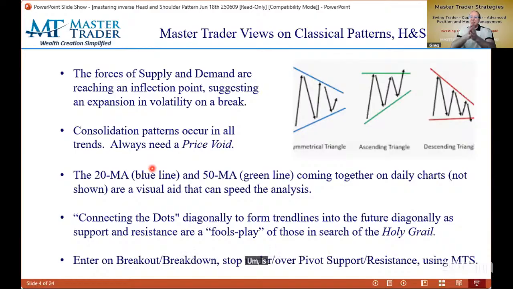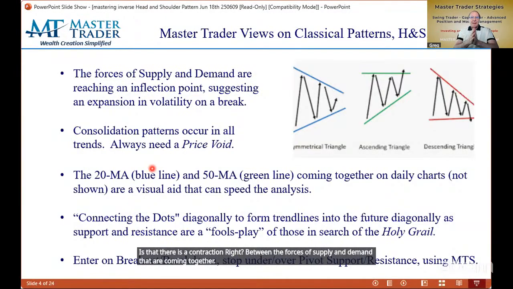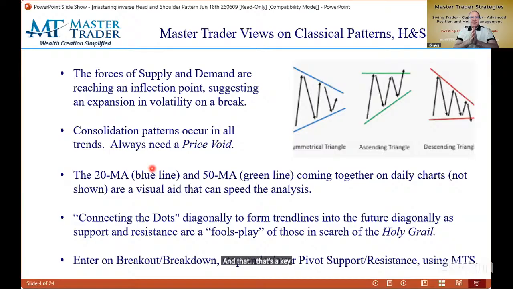Is that there is a contraction, right, between the forces of supply and demand that are coming together. And that's a key point. While we're not looking at head and shoulders patterns yet, head and shoulders patterns have the same thing on the right side, whereas the left side of it starts to become more volatile, right? As it's going up and it's making higher highs and higher lows, and as it begins to expand in range, right? Coiling, right?